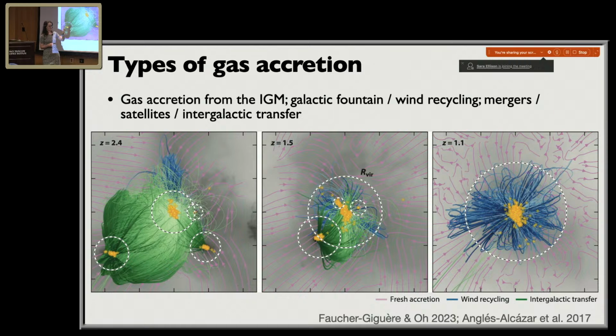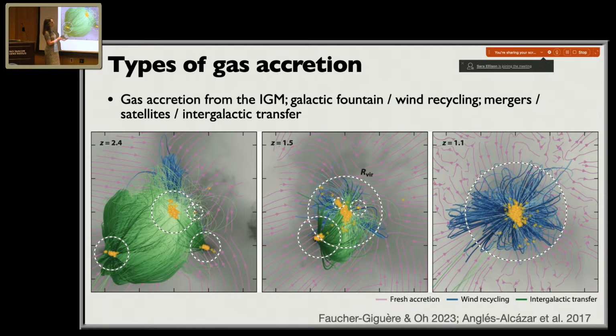This is a figure from Danielle, who will give a talk, I think, tomorrow, just to show you different ways of gas accretion. So in pink, you can see streamlines of gas accreting from the IGM onto the CGM and then later onto the galaxy. So that's called fresh accretion here. There's wind recycling, what I just talked about. So you kick out your gas, but it comes back. And then there's, if you have other galaxies, they can lose their gas, but it then accretes onto the central galaxy. And this is a single galaxy that evolves over time.